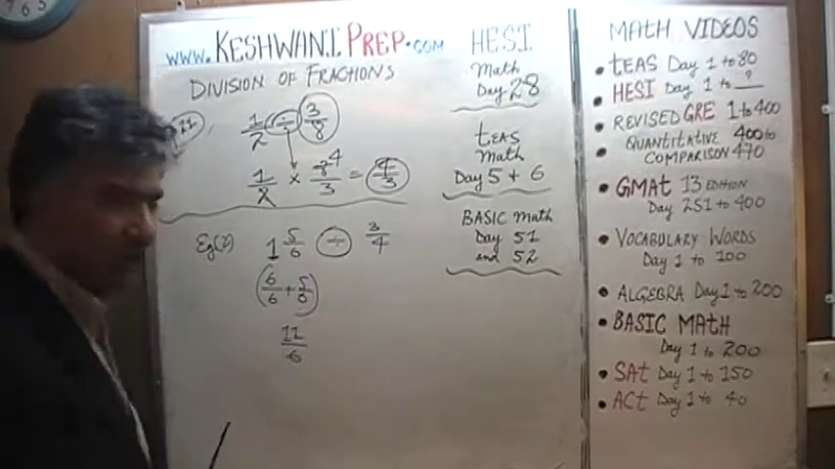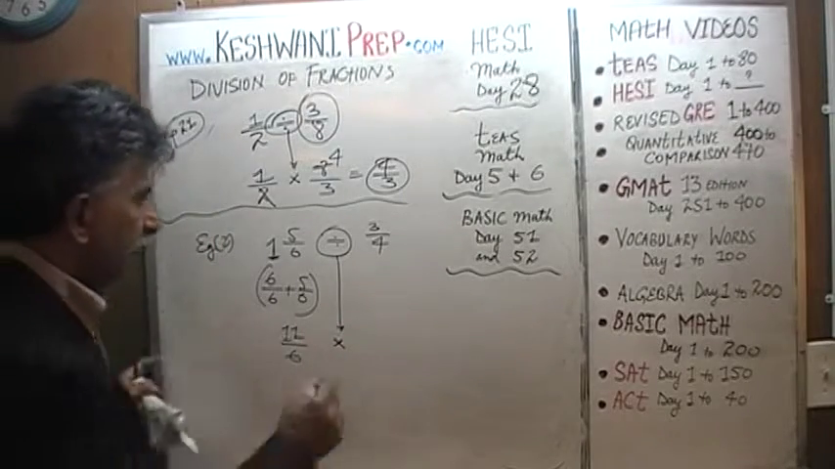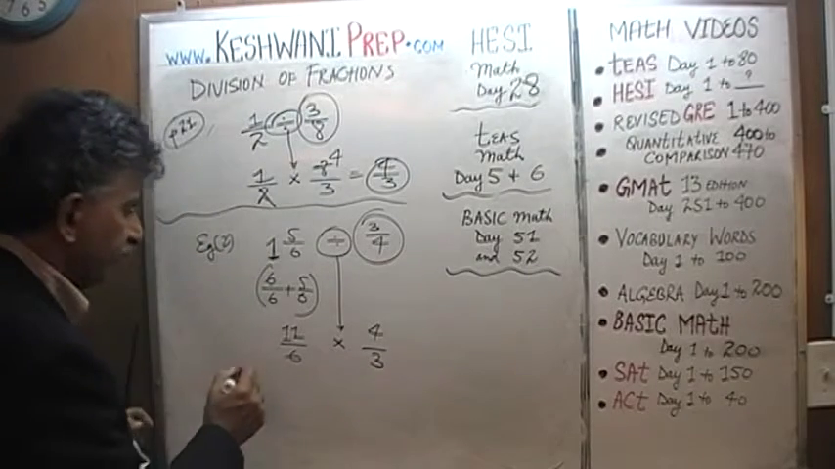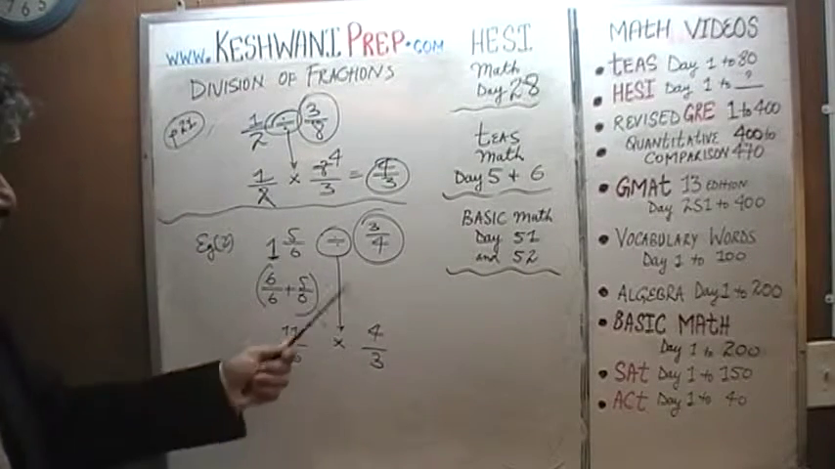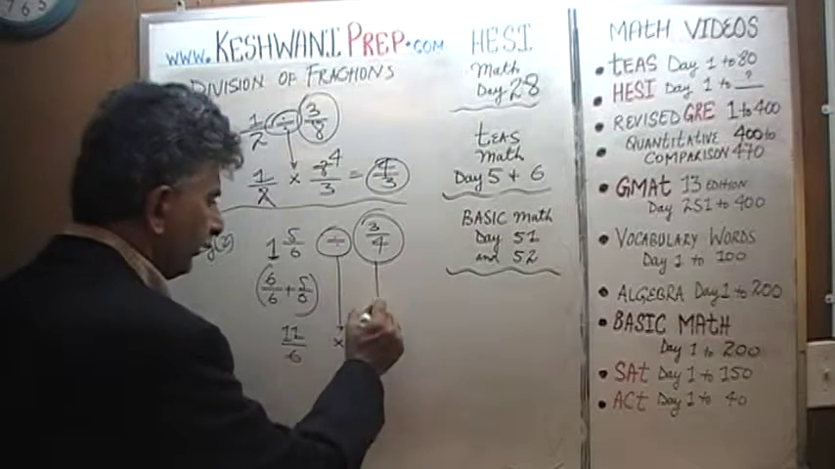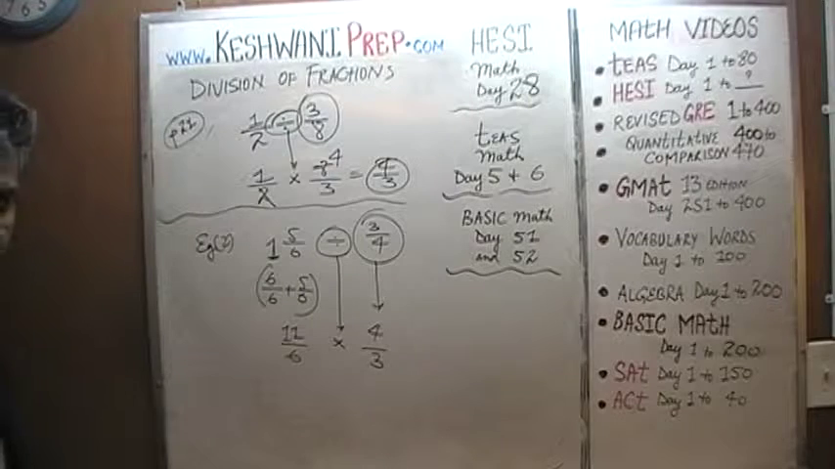And then we have a division sign which is going to convert to a multiplication sign. We multiply the first fraction by the reciprocal of the second fraction. 3/4 is going to become 4/3. That's it, we are done. Now we just have to simplify it if we can.